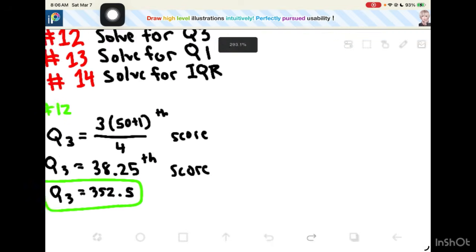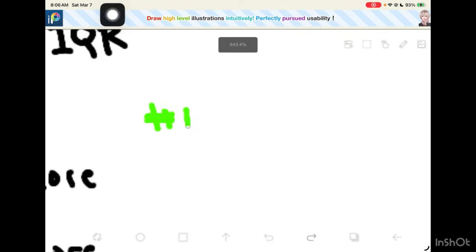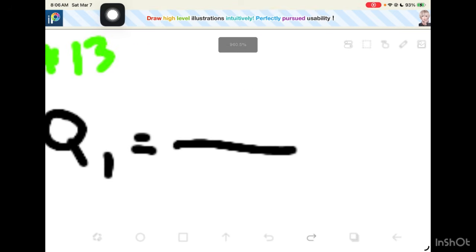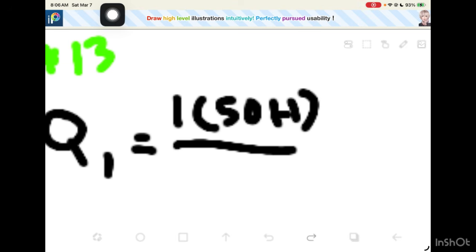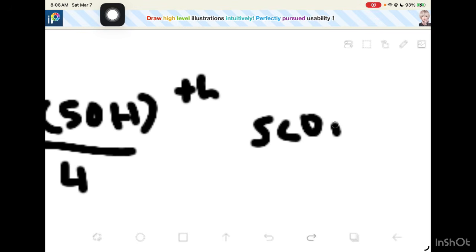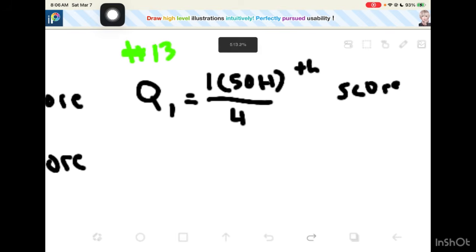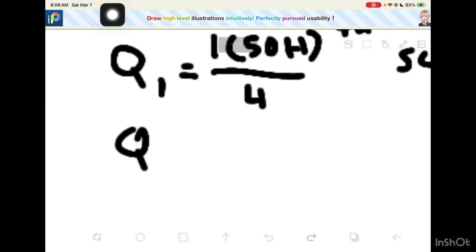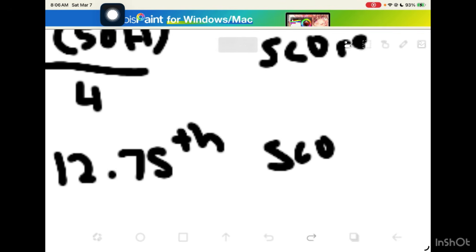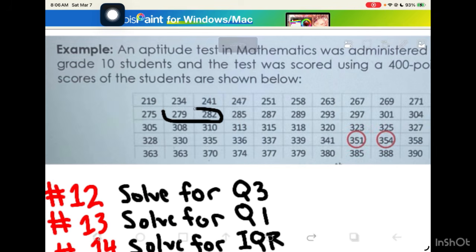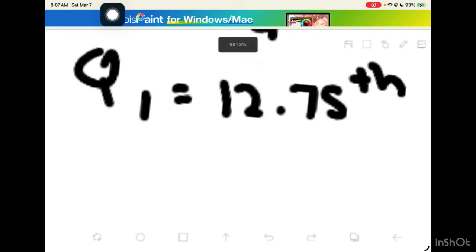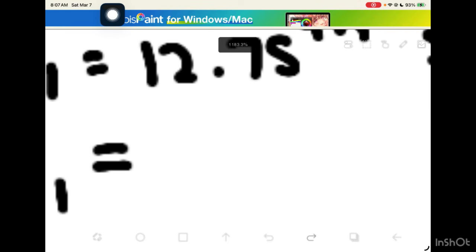Same thing goes with number 13. So Q1 is equal to 1 times 50 plus 1 over 4 th score, which equals to Q1 is equal to 12.75th score, which means we need to find the average of the 12th and 13th data, which is 279 plus 282 divided by 2, that's equal to 280.5.